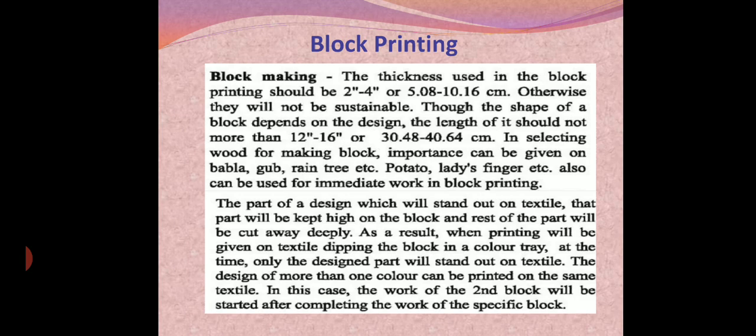Block printing. The thickness of the block used in block printing should be 2 inch to 4 inch, or 5.08 to 10.16 centimeter. Otherwise, they will not be sustainable. Though the shape of a block depends on the design, the length of it should not be more than 12 inch to 16 inch, or 30.48 to 40.64 centimeter.